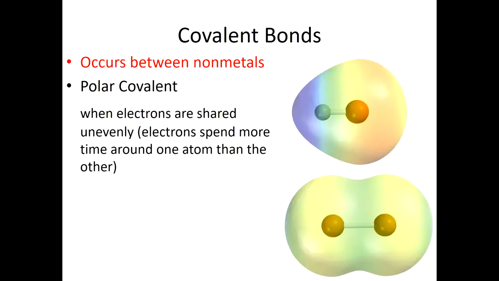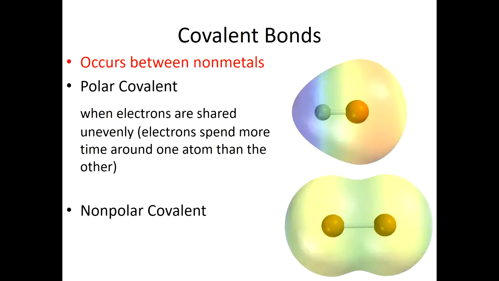So if you can remember that fluorine is the most electronegative element, it's the one with the strongest pull for electrons, then all the other atoms, all the other nonmetals, we're going to be comparing to fluorine. So if you have two different nonmetals sharing electrons, it's going to be an unequal pull. One of them is going to be more electronegative than the other. So it's going to be a polar covalent bond.